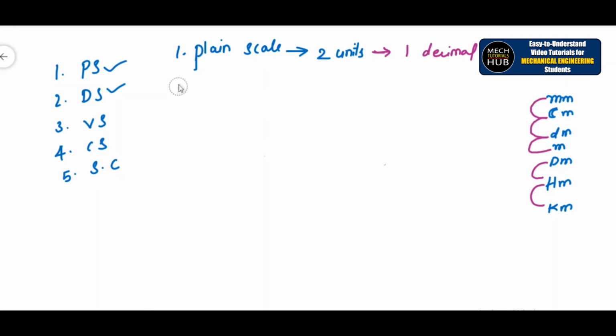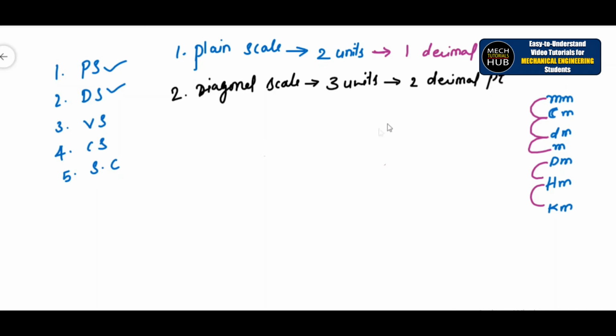Similarly, let me take one sketch, and here, as I said, I am going to talk about the diagonal scale. Coming to the diagonal scale, this is going to read up to 3 units. 3 units means up to 2 decimal places. Okay, how is this going to be read?